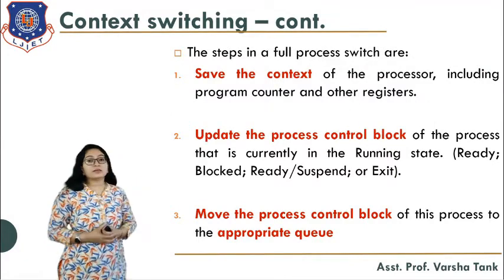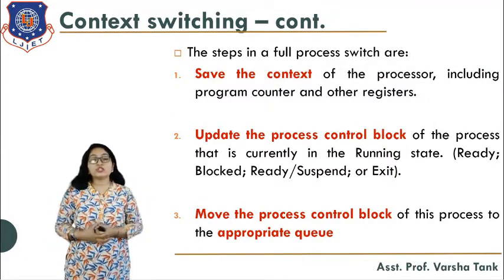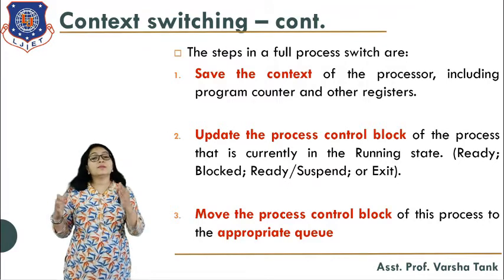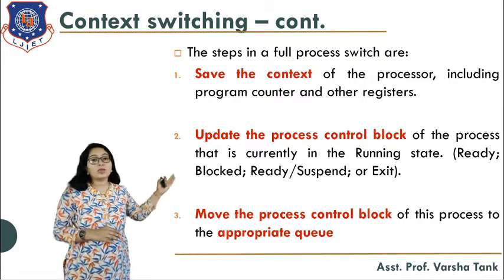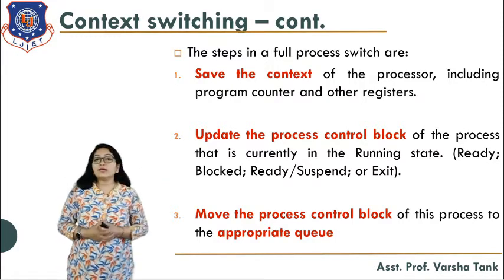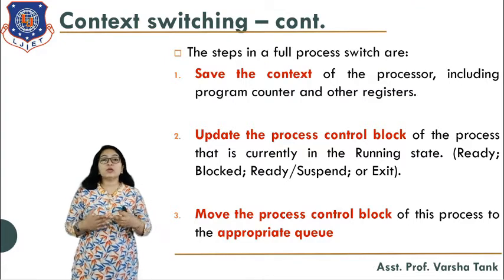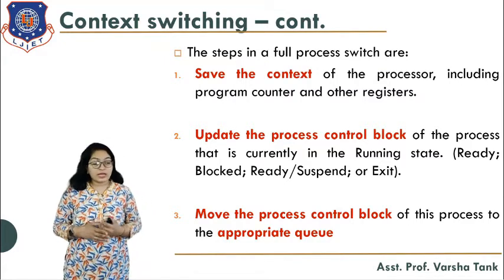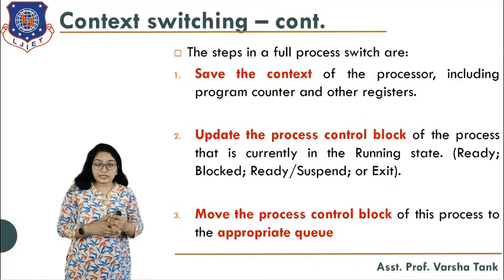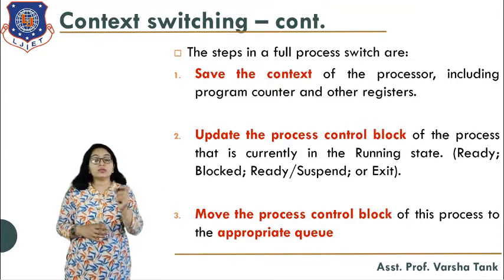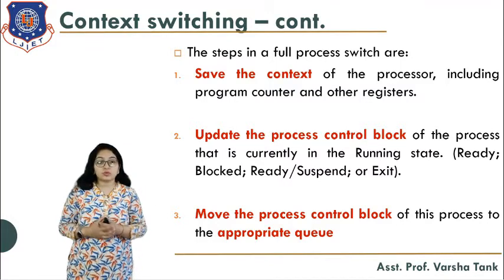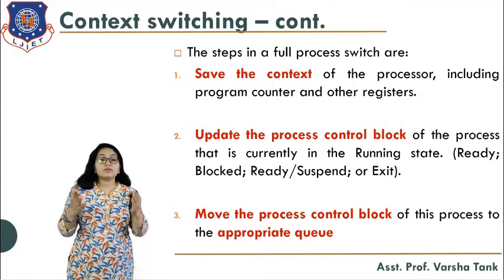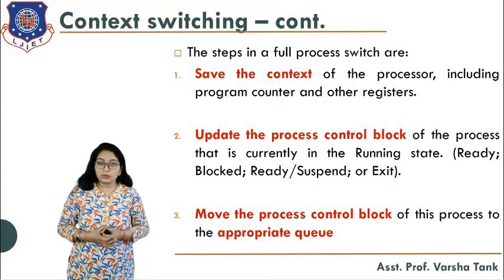Now these are the steps used for executing the context switching. When the process is switched from one state to another, what will happen? First of all, save the context of the processor, including the program counter and the registers. If the process goes into the blocked state, we have to save that particular state: where the process is, what the memory address is, everything. We store that information in the process control block.